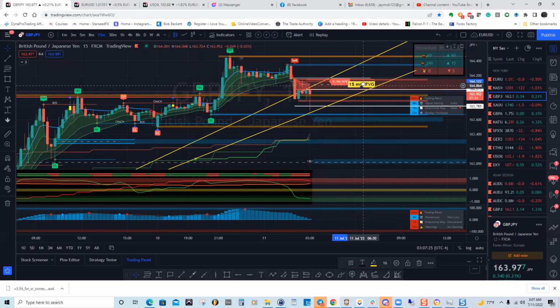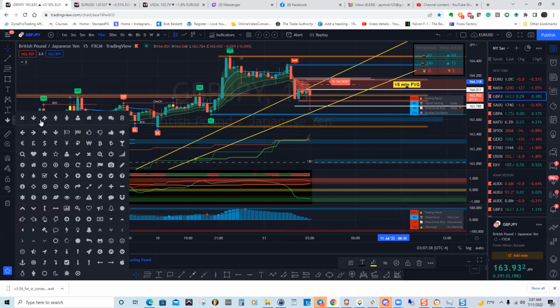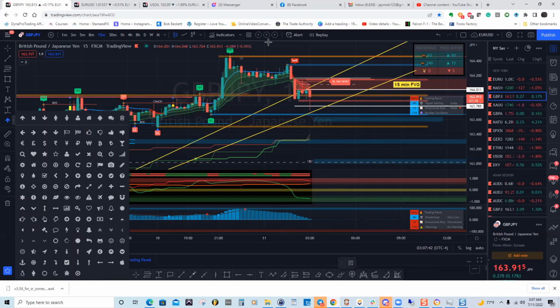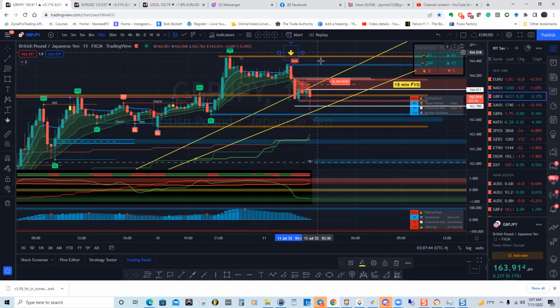So I'm in here now. Look how it's playing right on the 15-minute FVG right there. It's beautiful, right? It broke the trend line. I got a sell signal right here. The sell signal right here is what I'm looking for. This was earlier. Let's see if I can get a down arrow right here. There we go. That's nice.